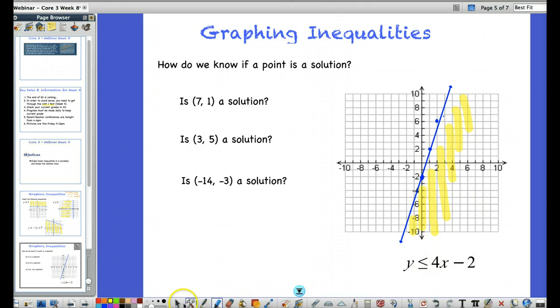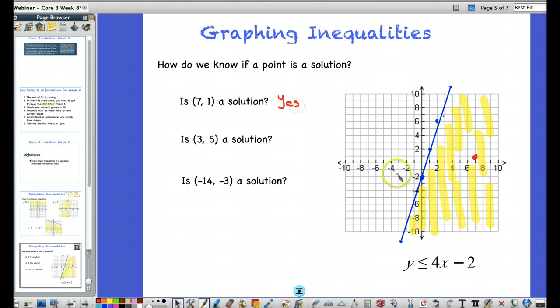So let's think about this, because our question is, how do we know if a point is a solution? Well, we can look at this point, 7, 1. Does that fall in our solution area? Donnell says maybe. Yes, I'm getting a lot of yeses, so let's graph it. So 7, 1 is right here. Is that in our shaded area? Granted, I didn't really do a good job of shading it, but yeah, it's in our shaded area. So this is a yes.